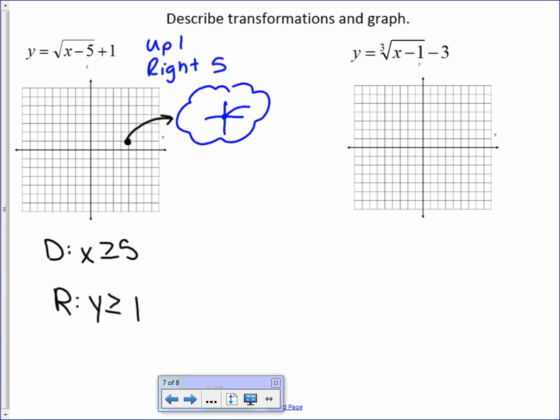What are the transformations for y equals the cube root of x minus 1 minus 3? Give me one transformation, Cole. Words like left, right, up, down, stretch, shrink, reflect. Left 1. Down 3. Damon, you still have your hand up. Would it be right 1?